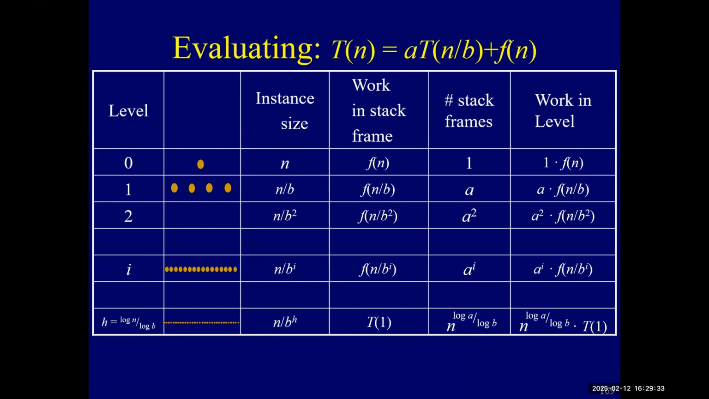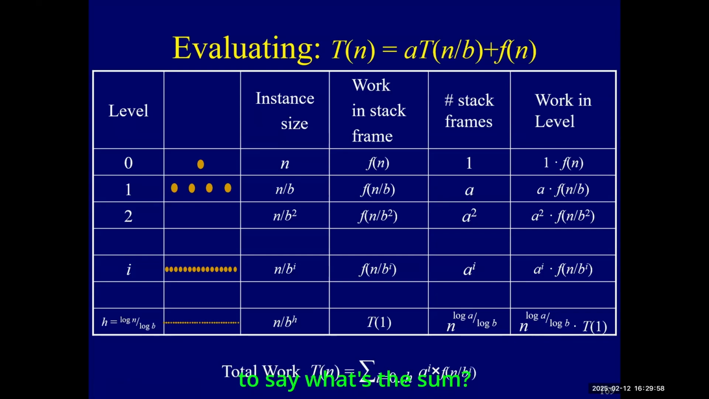Then we have to calculate what's the total work. Well, at the top level, there's just me. There's one of me, and I do f of n work. And at the bottom, each base case is a constant amount of work, but there are this many base cases, n to the log a over log b, right?